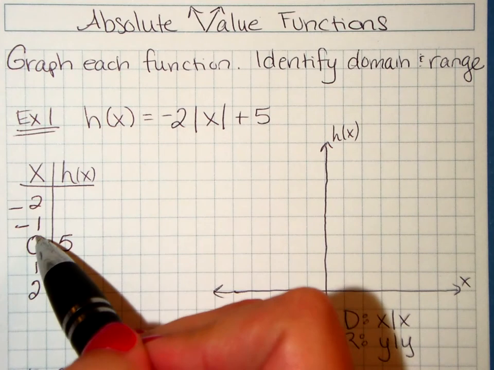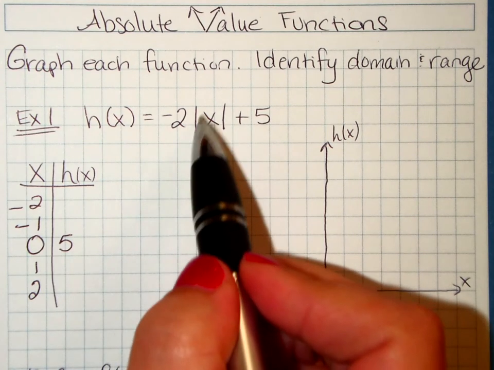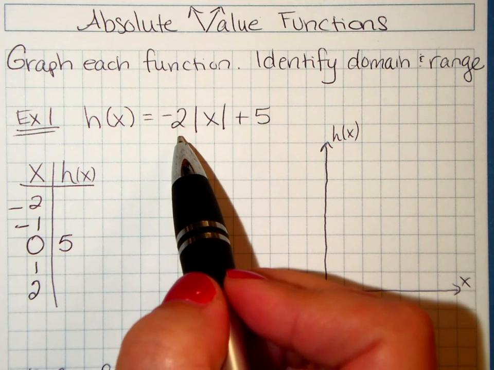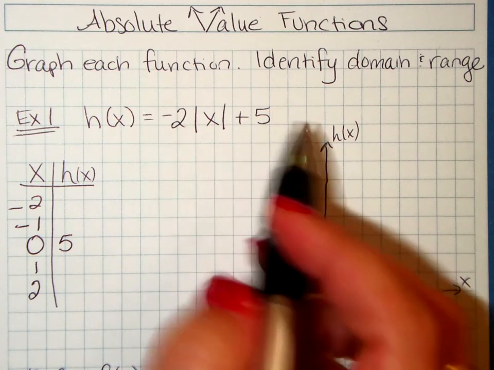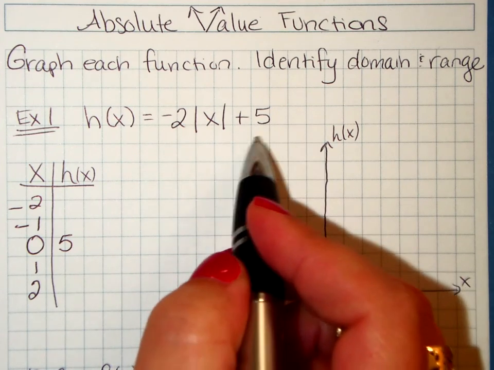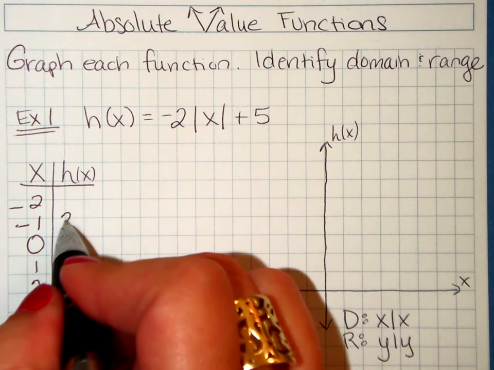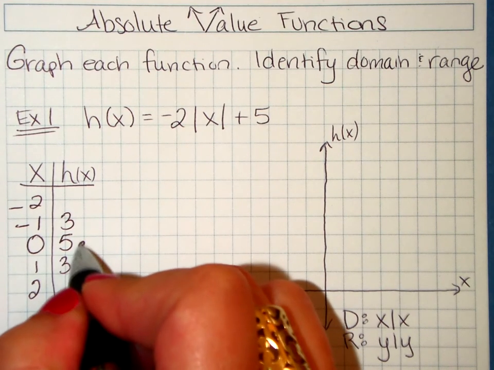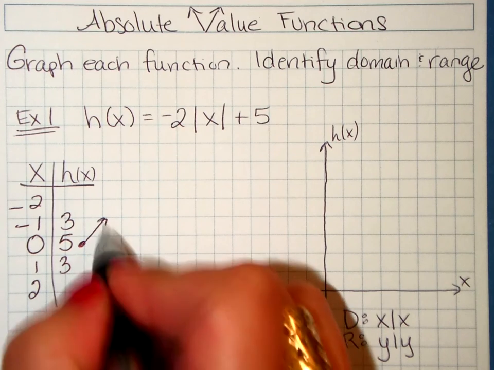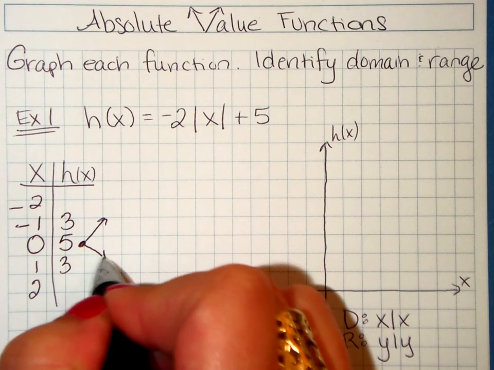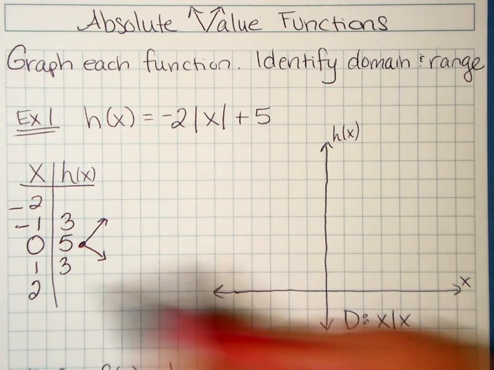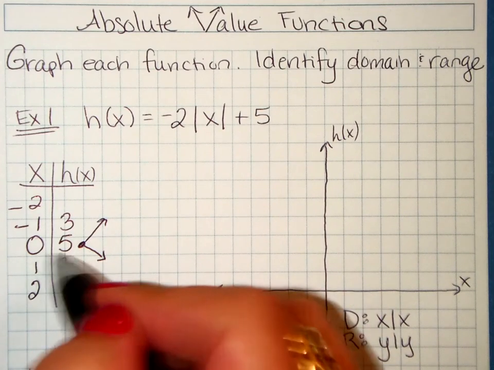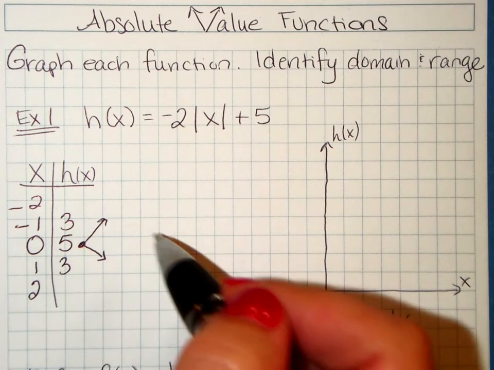If I put in a -1, the absolute value of -1 is a positive 1. 1 times -2 is -2. And -2 plus 5 is 3. Now what I need you guys to know is if this is the vertex and I am looking at a V, they are symmetrical on both sides. Now you could just plug in a 1 and you'll get 3, but if you start with the vertex, you know both sides will equal.